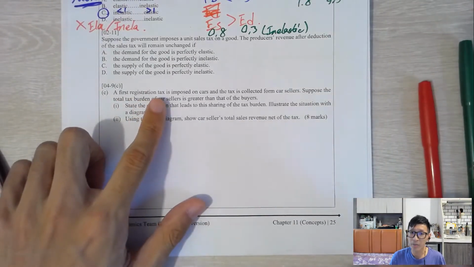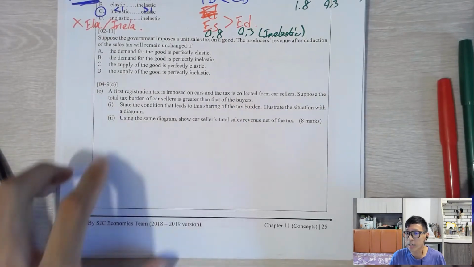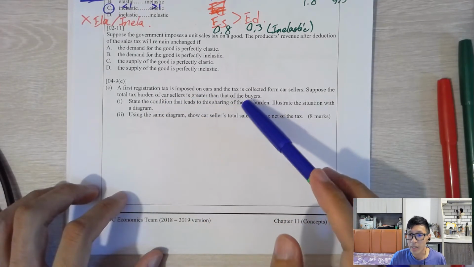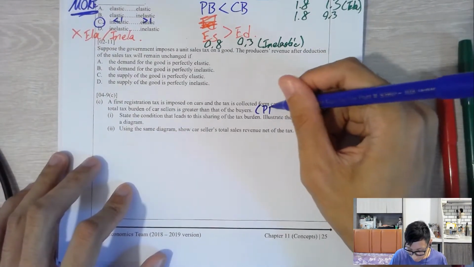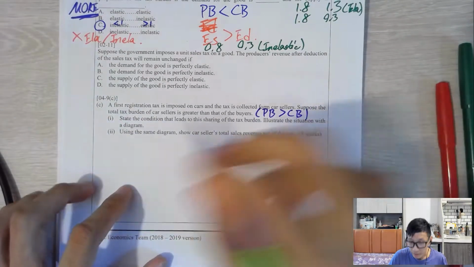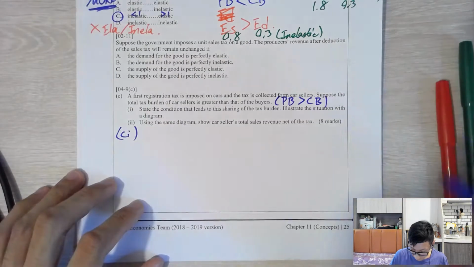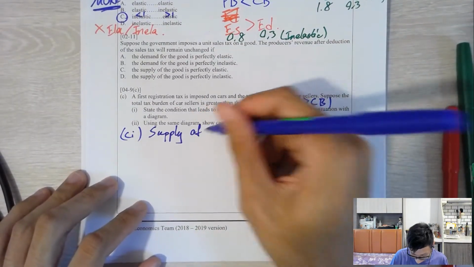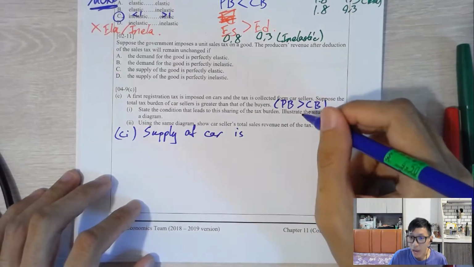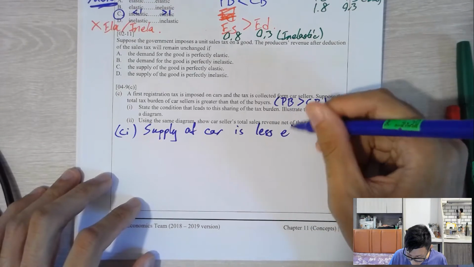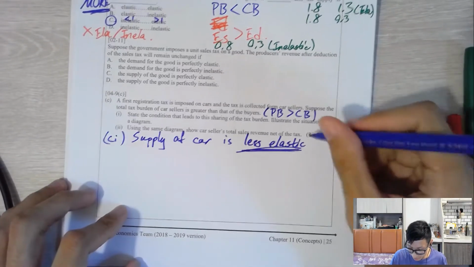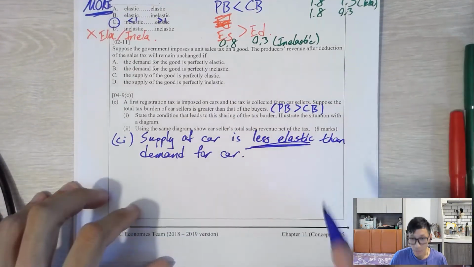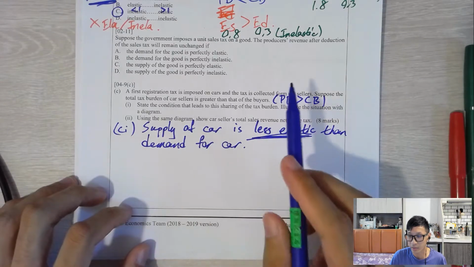2004, here it says, first registration tax is imposed on car, and the tax is collected from car seller. Okay, 接着他说, suppose total tax burden of car sellers greater than buyer, okay, burden, PB greater than CB. Okay, so what is the condition? The condition is that the supply of car is less elastic. 小心是 less elastic, 不是 inelastic. Less elastic than demand for car. Okay, less elastic. Okay, supply less elastic, so they bear more burden.